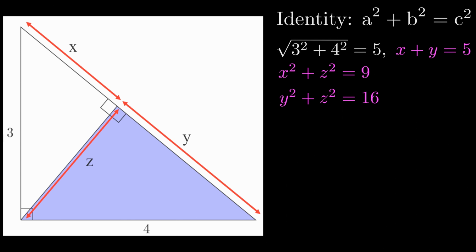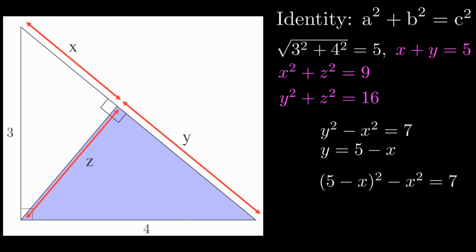So if we subtract our second equation, x squared plus z squared is equal to 9, from our third equation, y squared plus z squared is equal to 16, we get y squared minus x squared is equal to 7. And if we rearrange for y in our first equation, we get y is equal to 5 minus x. Now, if we substitute y is equal to 5 minus x into our equation y squared minus x squared is equal to 7, we get (5 minus x) all squared minus x squared is equal to 7. And this simplifies to 25 minus 10x is equal to 7. And if we subtract 7 from both sides of our equation, we get x is equal to 1.8.